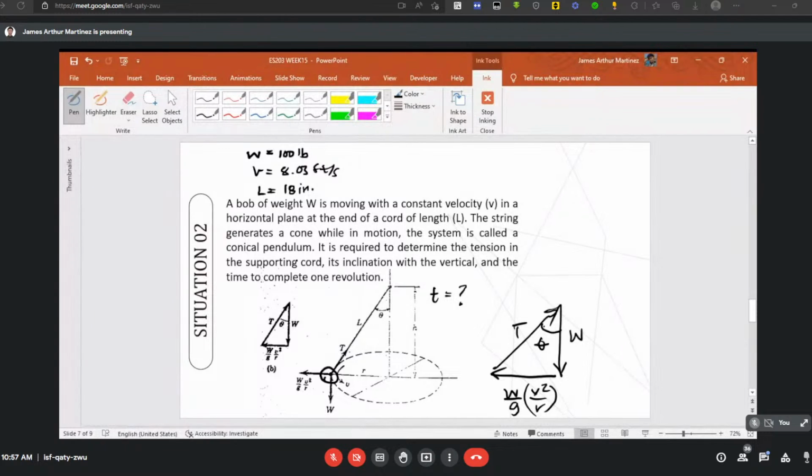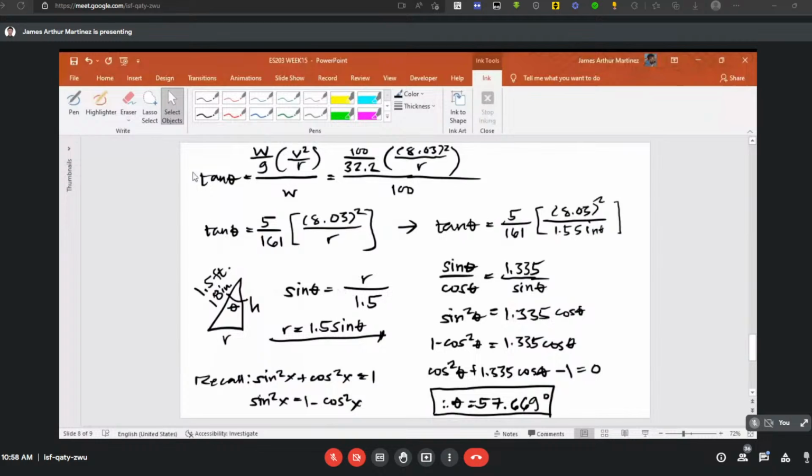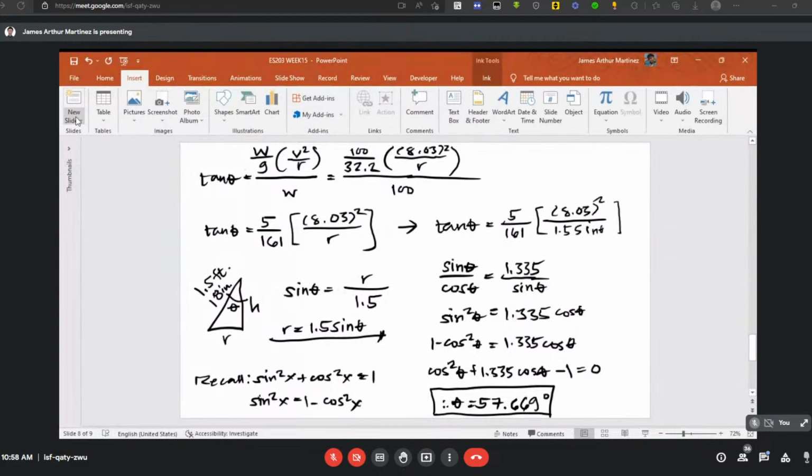So, how about the tension in the supporting cord? How do we compute for the tension in the supporting cord? If we relate that to our force polygon, we can see the tension. And how do we relate tension? The hypotenuse, and we use again W over g times the quantity V squared over R. So, opposite and hypotenuse, so we use the sine function again.